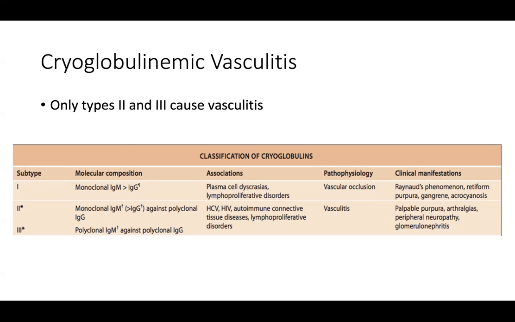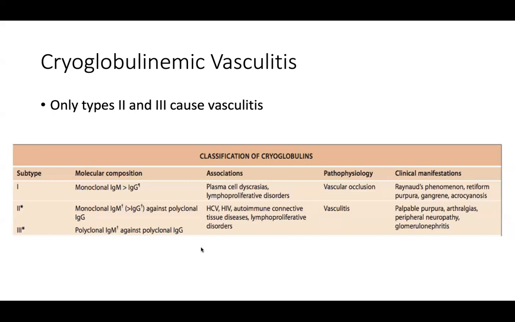a type 1 cryoglobulinemia. Types 2 and 3 cryoglobulinemia can usually cause a vasculitis. And so that's where you're going to get your palpable purpura, your arthralgias, peripheral neuropathy, and glomerulonephritis. In type 2, you'll usually have a monoclonal IgM, much more than IgG, and it's against polyclonal IgG. In type 3, you'll have polyclonal IgM against polyclonal IgG.